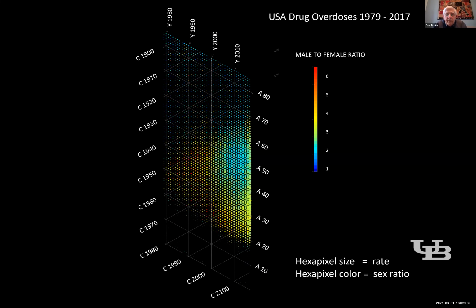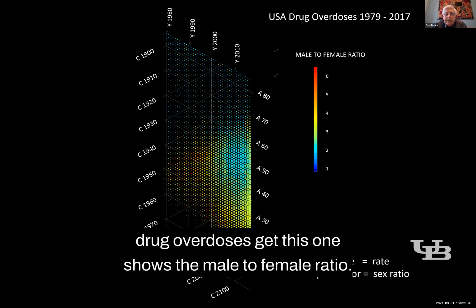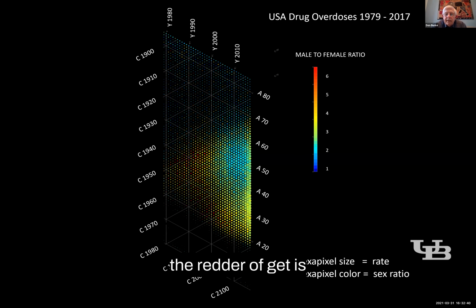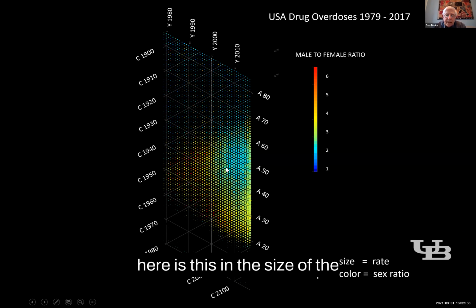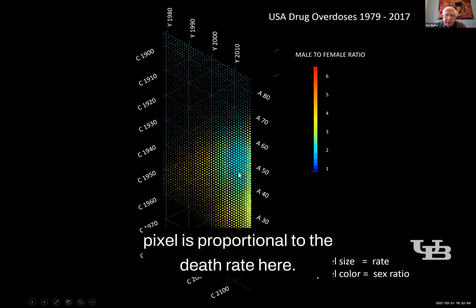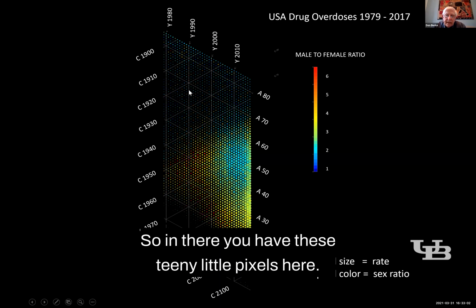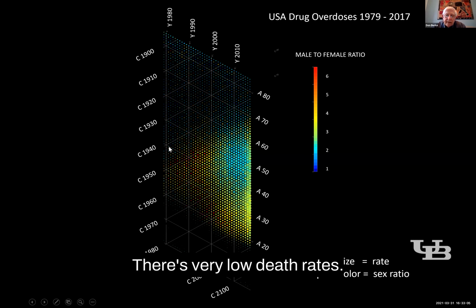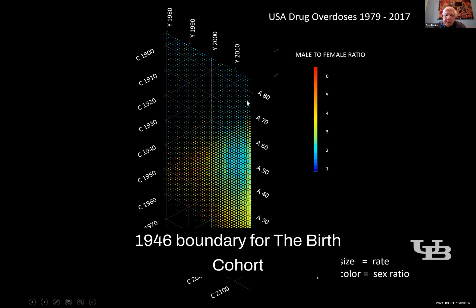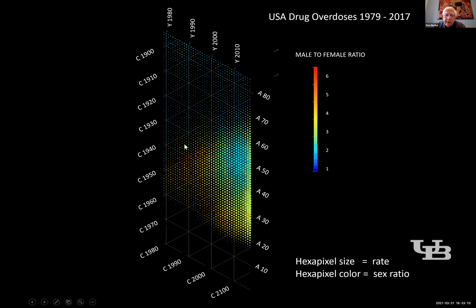So here's a nice graph of the drug overdoses. This one shows the male to female ratio. The redder it is, the more males there are. The bluer it is, the more females there are. And when it's mixed, it's mixed. The size of the pixel is proportional to the death rate here. So in there you have these teeny little pixels, very low death rates, and here, remember, is that 1946 boundary for the birth cohort.